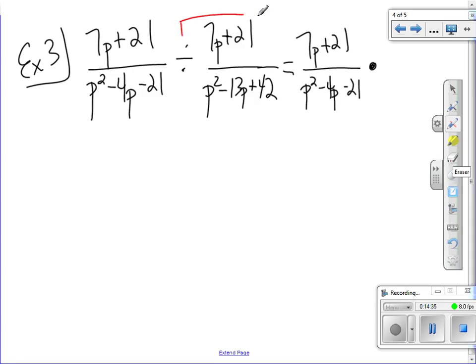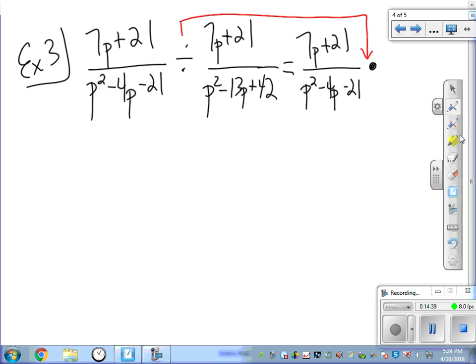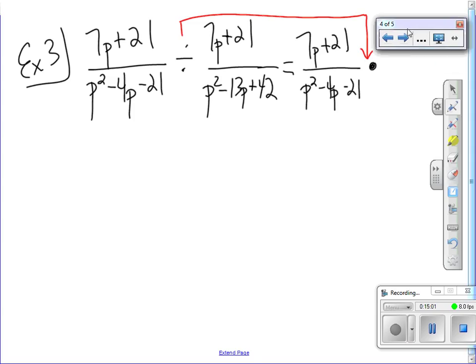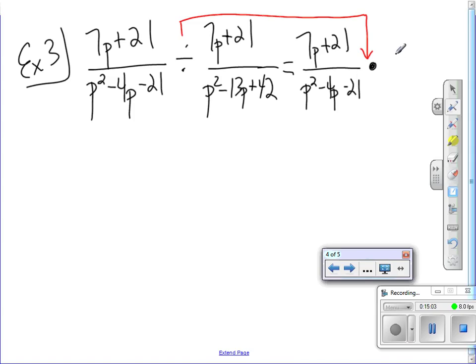Now, the switch: we switch division to multiplication. But because we've changed operations, we also have to change our problem a little bit more to counteract that switching from division to multiplication. And the way we counteract that is by flipping, or if you want to be super fancy about it, reciprocating the second fraction. That's the flip part. So what's in the downstairs now becomes our upstairs.